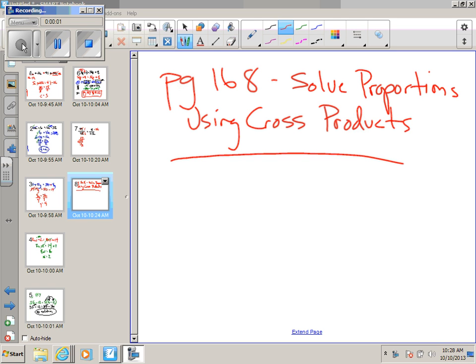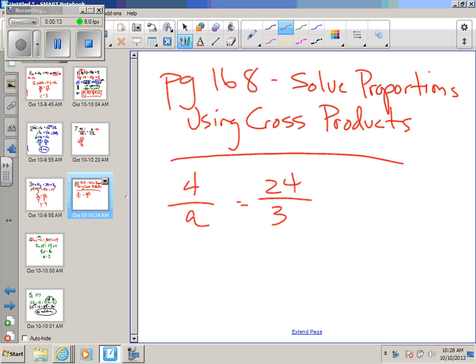Using cross products is going to be very similar to what we've already done. For example, here is one that you may have seen today. 4 over a is equal to 24 over 30. Here we have options. You go through your progressions. You say, step 1, is there a relationship? Yeah, there is. 4 times 6 is 24. What times 6 is 30? 5. So 5 would work, okay? That's done.